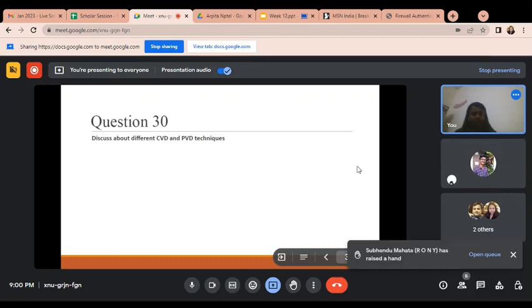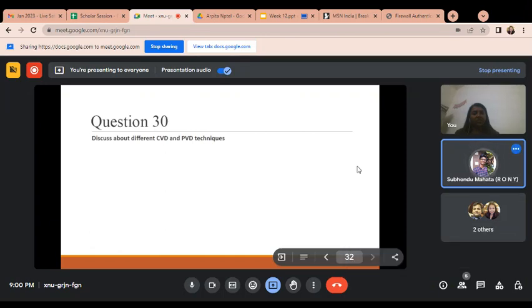PVD is a technique to deposit any material. PVD is not a layer. Actually, PVD is a technique to deposit any material. The technique is called physical vapor deposition. Using this technique, we are depositing any material or layer on the substrate.